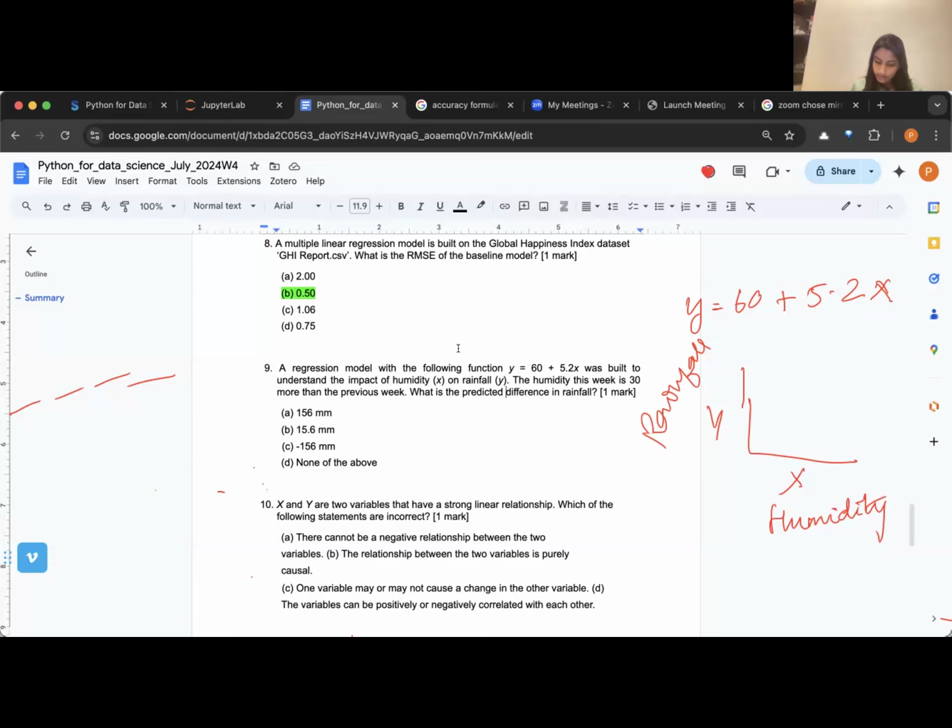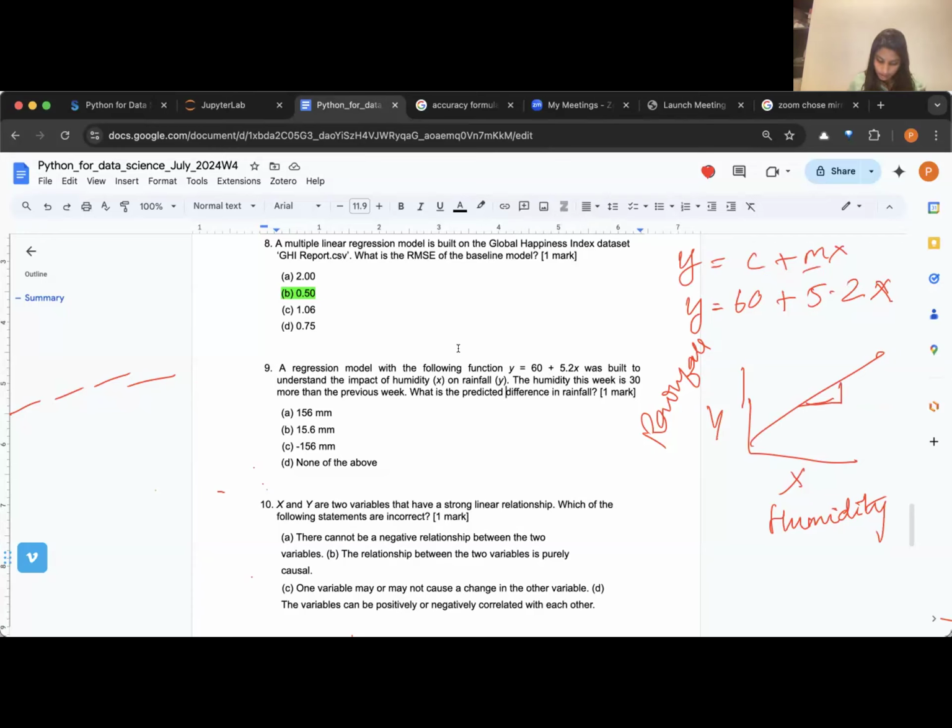If you look at this equation, it's of the format y is equal to mx plus c, right? So here it's basically the slope and intercept. m is your slope, c is your intercept, if you look at it mathematically.